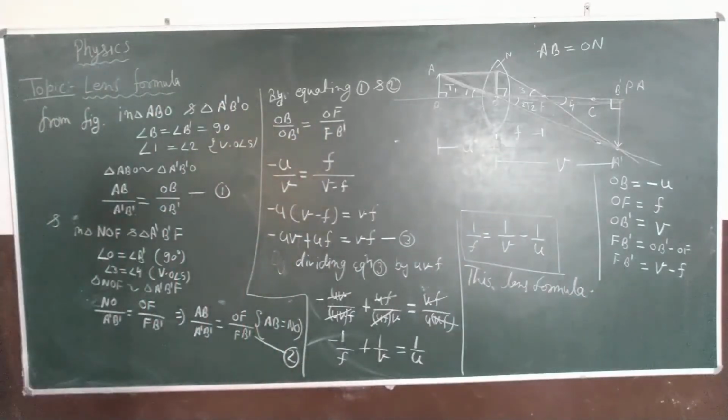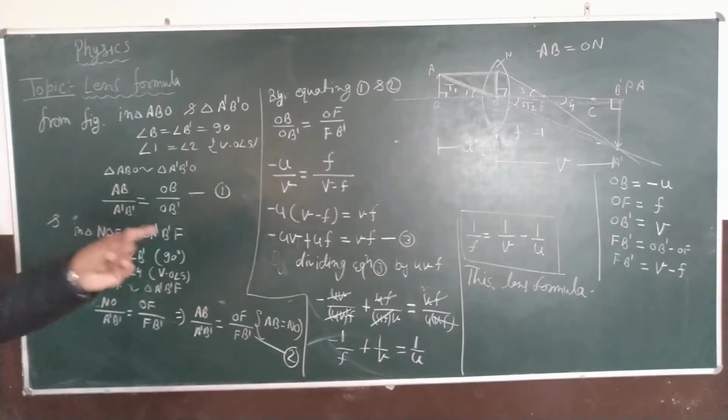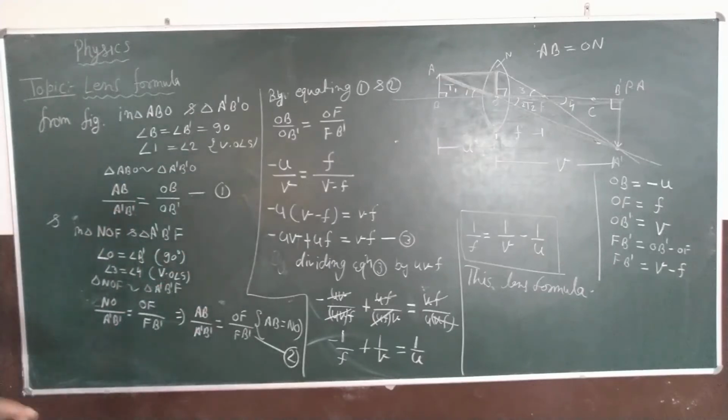Okay? What else? In the last 4 or 5 years, in consecutive years, this formula has come in the 12th class board exams. So it is a little bit important. Okay? Now we have understood about the magnifying power of this convex lens.